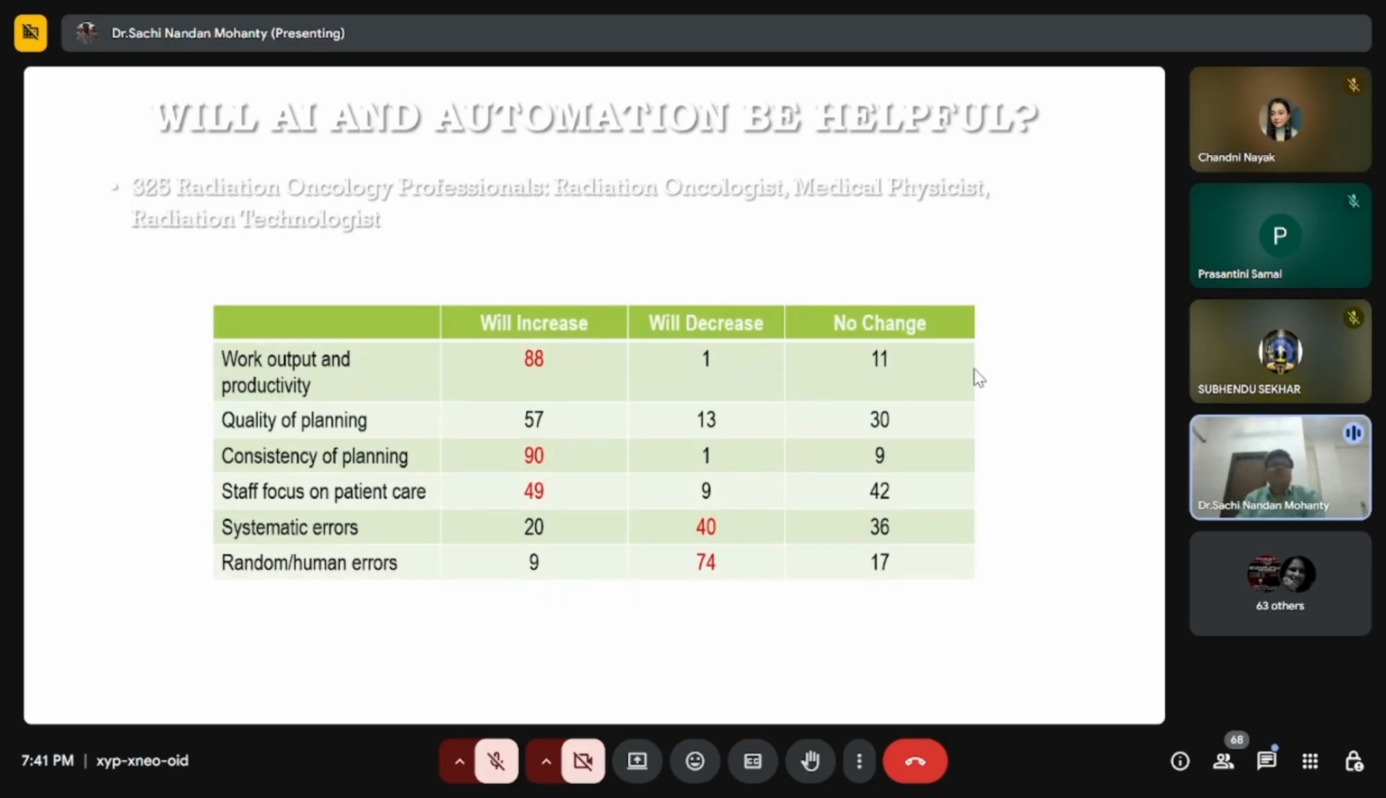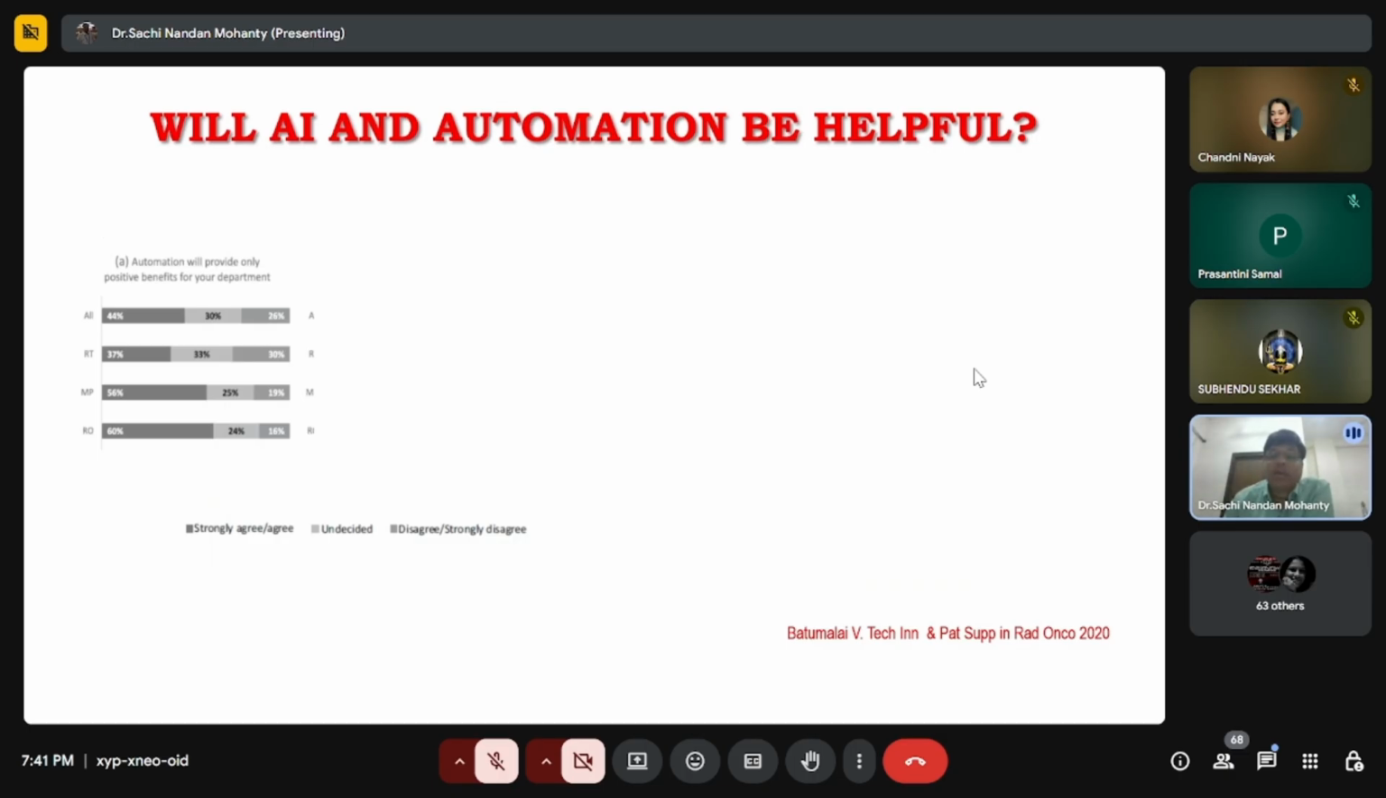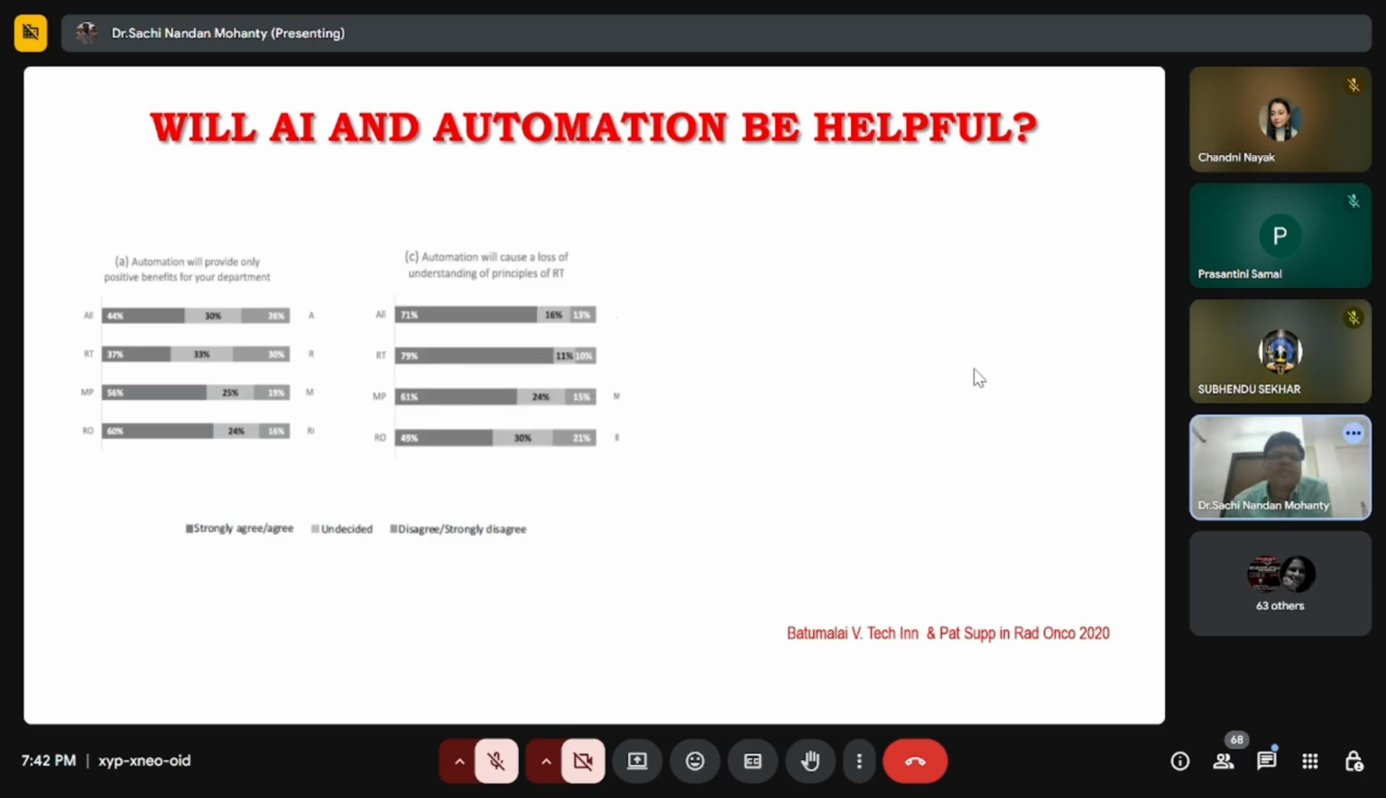So we'll increase, and automation is helpful. People are saying yes, it will be helpful. The quality of planning is also required more. Systematic errors should be reduced, and random human errors must also be reduced. Will AI automation be helpful? People are saying automation will provide positive benefits, but being an expert, you have to take the help of AI. So don't take the decision of the AI. You take the help of AI, and you take your own decision as per your domain knowledge, right? That is the main concern.